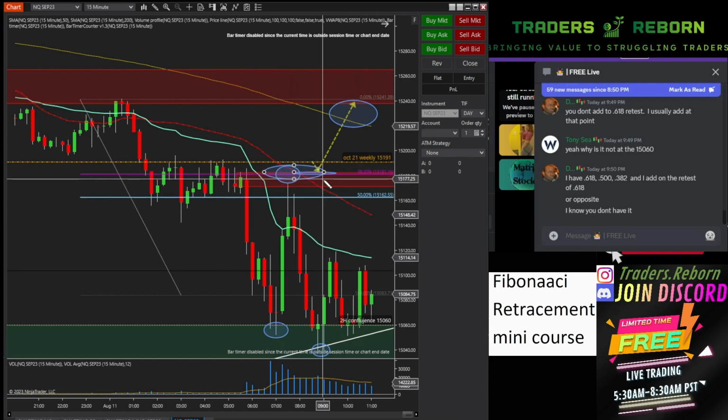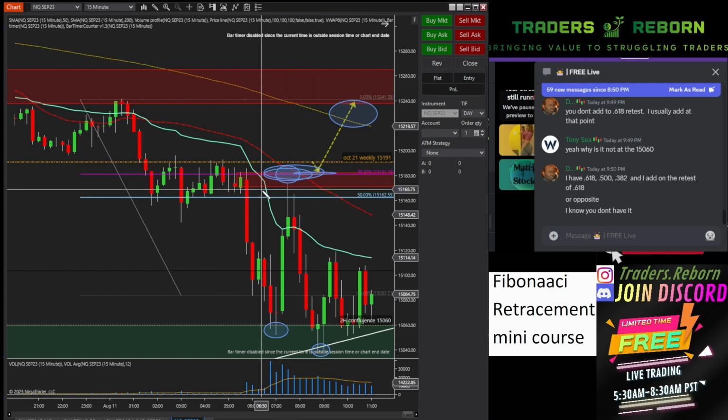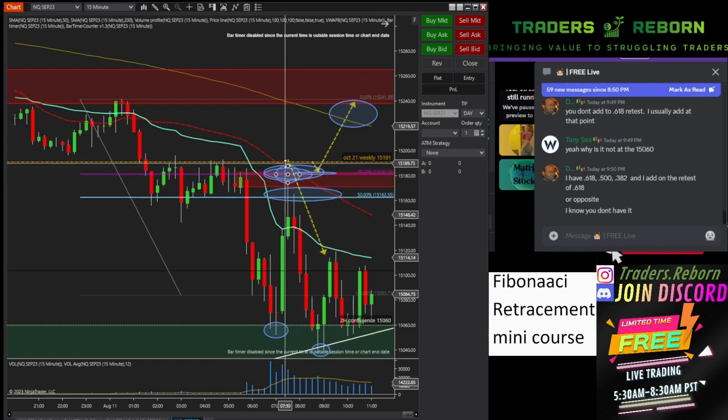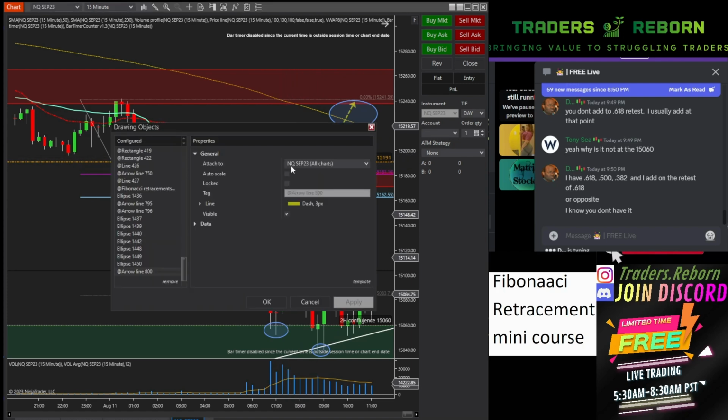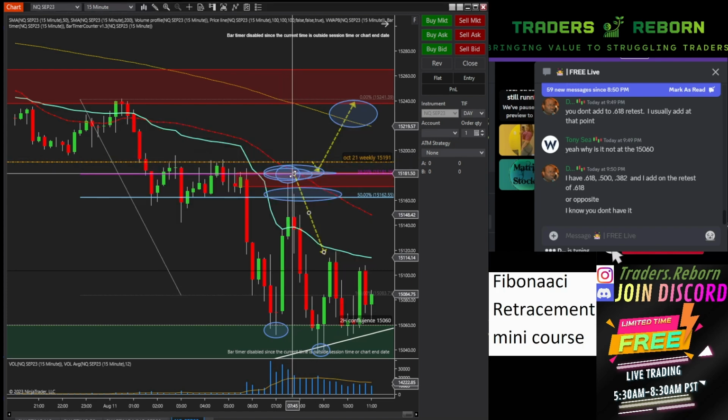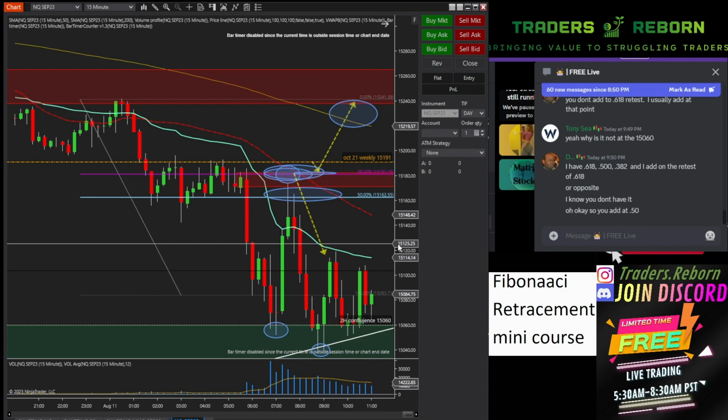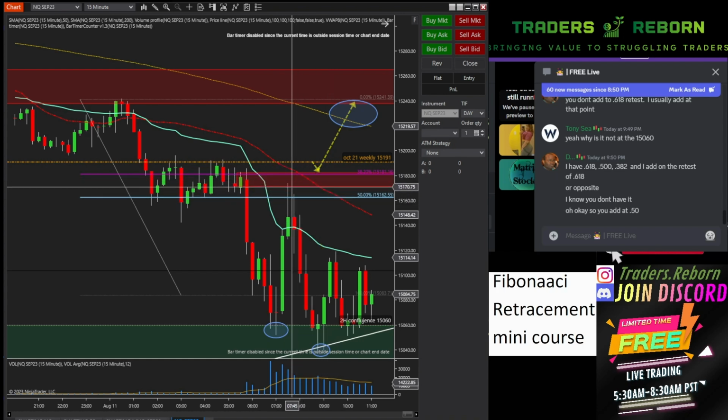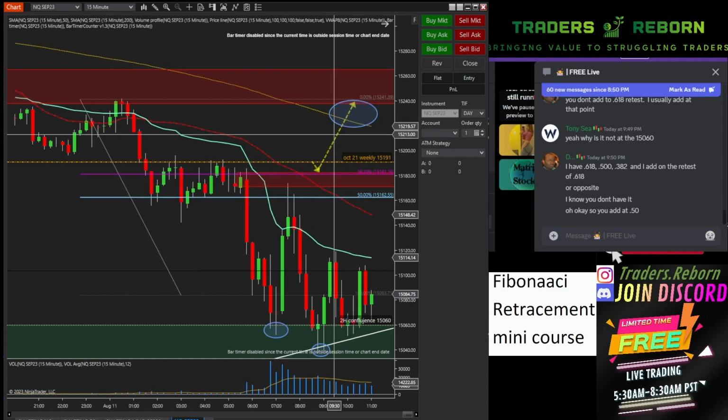So I would normally enter here at start position, and then I would add full position right here as it's dropping down. So I have a start position, and then I have a full add position. I was talking about that earlier, right before we got back to this area. But yeah, I did explain that we do add.